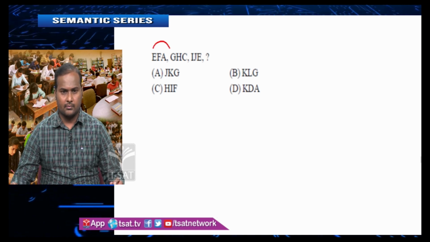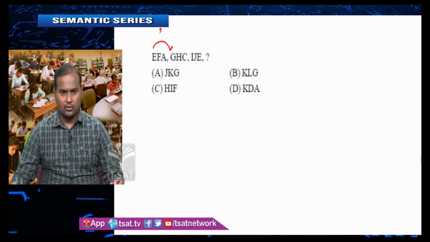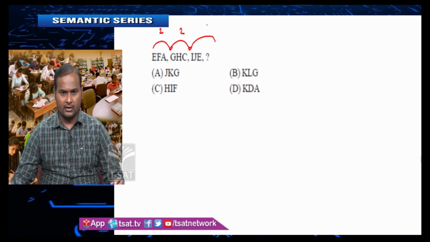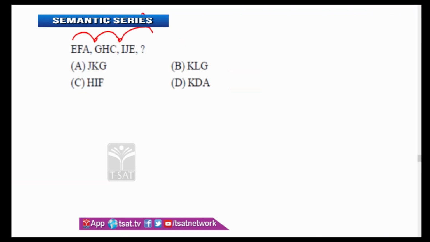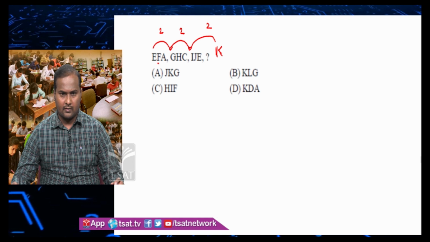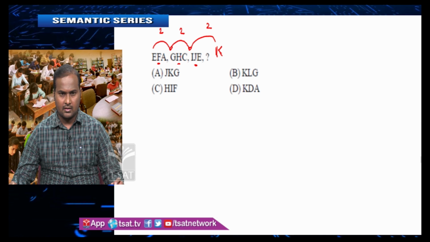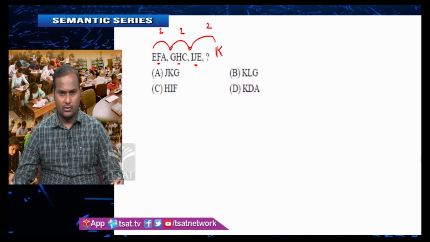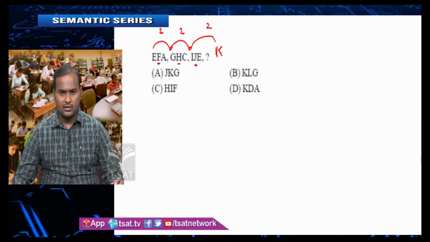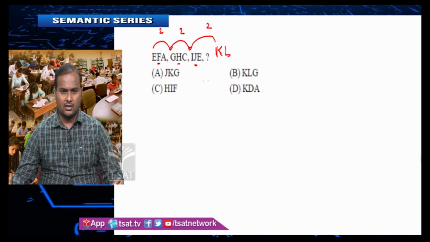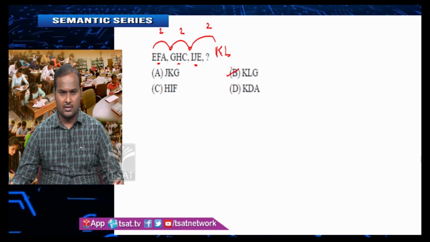So, from E to G, it is increasing by 2, G to I also it is increasing by 2, here also again it will increase by 2, I is 9, 9 plus 2 is 11. So, here you will get K as the answer. Next one, we know F is 6, H is 8, J is 10. So, F 6, H 8 increasing by 2, H to J increasing by 2, again J plus 2 is 12, that is L. So, the moment you see this, check the options. In the options you will have only B as the answer.